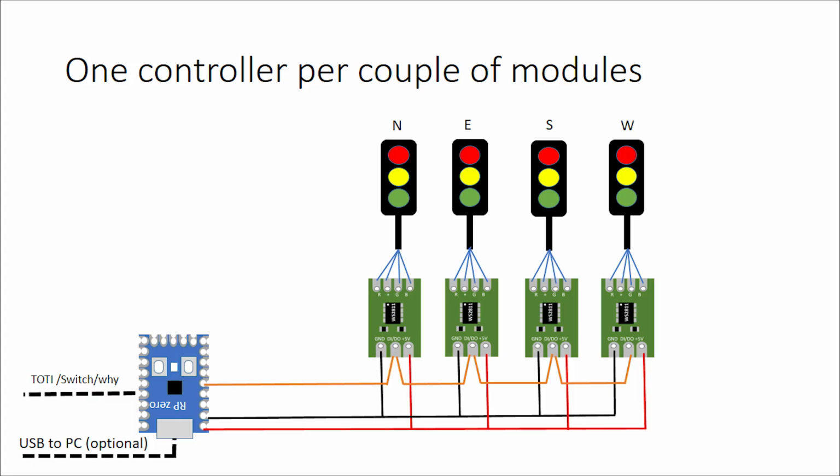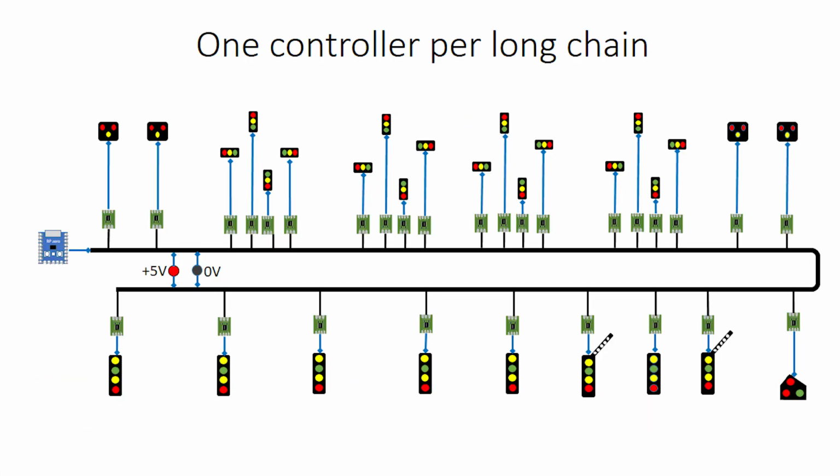There's a set of traffic lights, north, east, south and west, with 4 lights, each one with a red, amber and green. And I'm not scratching the surface of what that little 2040 can do.